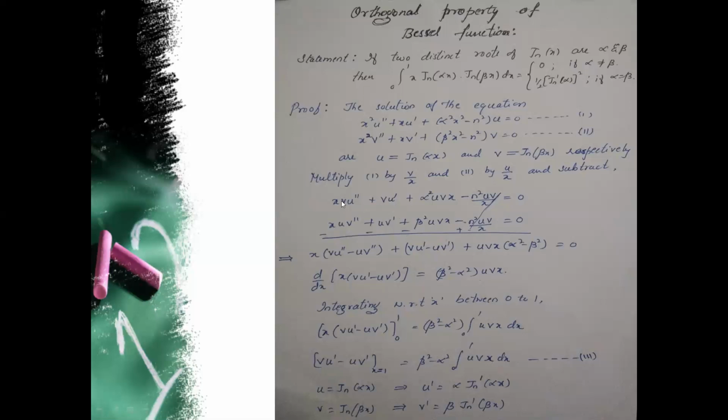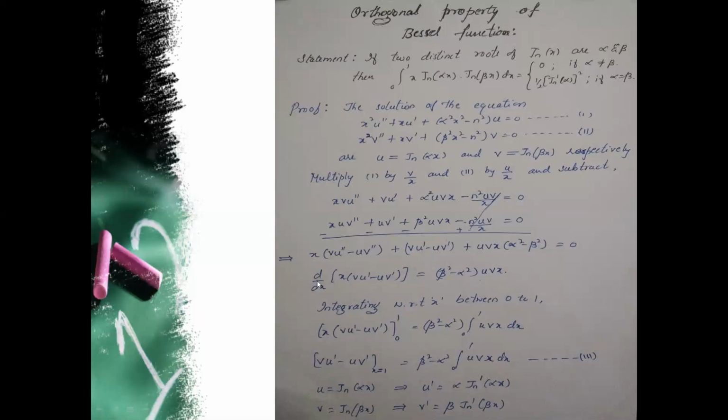Now the remaining terms, let us write them. In the first terms, x is common. If you take it outside, we have v u double dash minus u v double dash. In the second terms, we have v u dash minus u v dash. In these terms, if you take u v x common, we have alpha square minus beta square. RHS is 0. Now these two terms together can be written as the derivative of x into v u dash minus u v dash. If you differentiate this term, v u dash minus u v dash multiplied by x, then we will get these two terms. The other term is taken to the RHS, and we'll write it as beta square minus alpha square into u v x. Now let us integrate this equation with respect to x between 0 to 1.